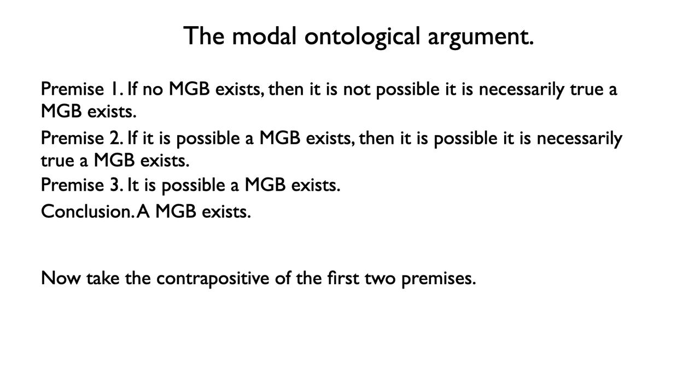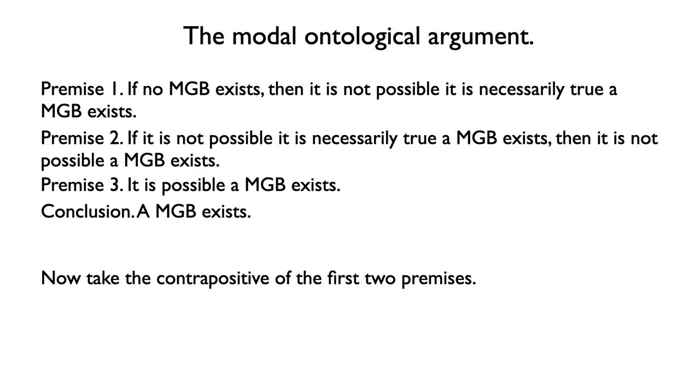The second premise, if it is possible a maximally great being exists, then it is possible it is necessarily true a maximally great being exists, will become, if it is not possible it is necessarily true a maximally great being exists, then it is not possible a maximally great being exists. So finally, let's change the wording of the premises slightly.